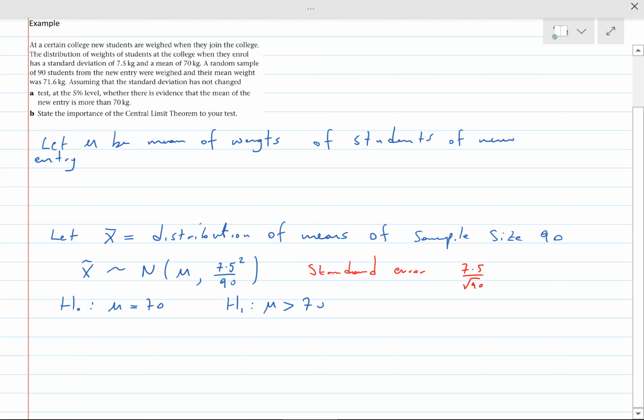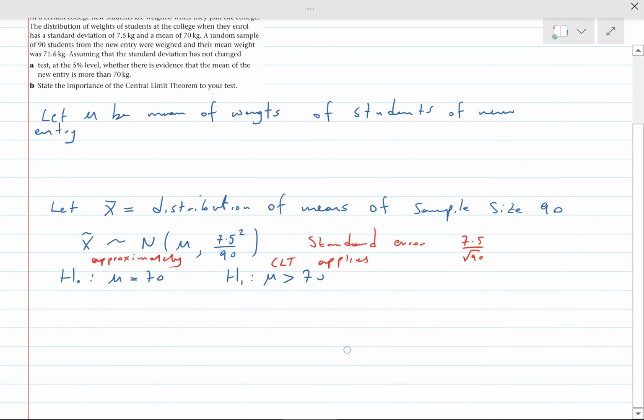Okay, and this is where the central limit theorem applies. It is approximate, but especially with a sample size of 90, it is approximately normally distributed. Okay, so let's get on and do the test.